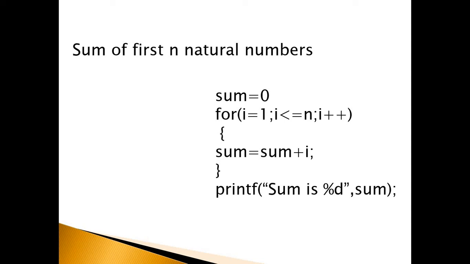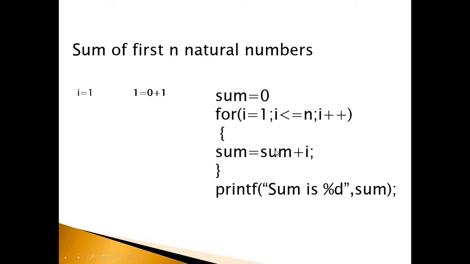So let us understand how this code works. sum is initialized to 0, i is initialized to 1. It checks the condition. Suppose the n value is 5. It checks the condition: is 1 less than 5? Yes, the condition is true. So it enters the loop, and it calculates sum = sum + i. So after execution of this, what will be the value of sum? It is 0 + 1.